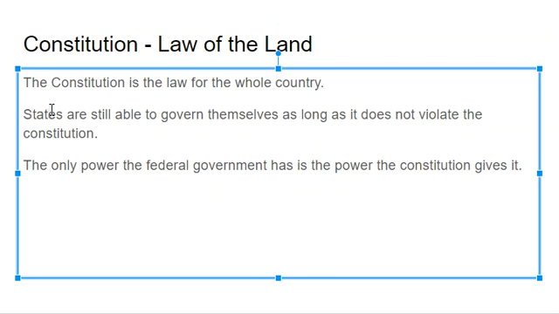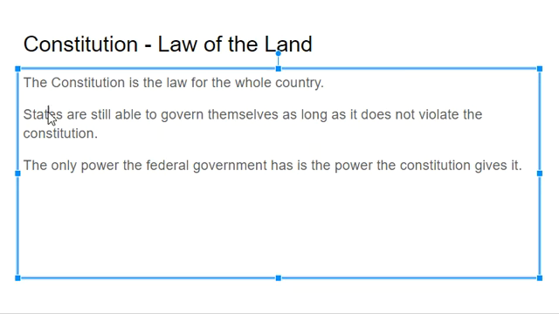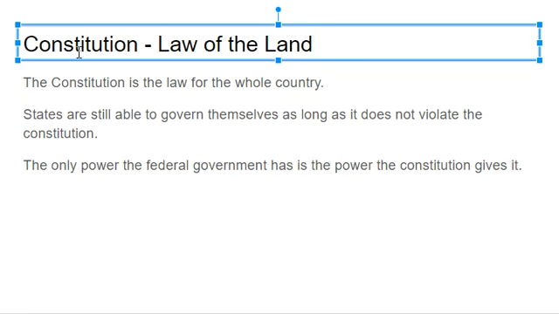That said, states are still able to govern themselves as long as it does not violate the Constitution. So states can make any law they want, but they cannot go against a law that's in the Constitution. If the Constitution says you have to give everybody freedom of speech, a state cannot make a law saying that there is no freedom of speech. That would be unconstitutional. So states can make laws, but only if they agree with the Constitution.